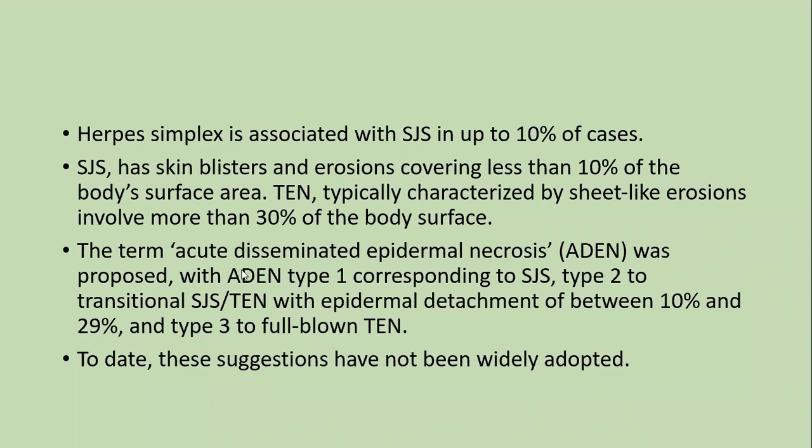So although this is not a common terminology, just remember that this is a newly introduced term. You may come across this during the exam, that is acute disseminated epidermal necrolysis, or ADEN. ADEN 1 is Stevens-Johnson, ADEN 2 is transition between Stevens-Johnson and TEN, and ADEN 3 is TEN.